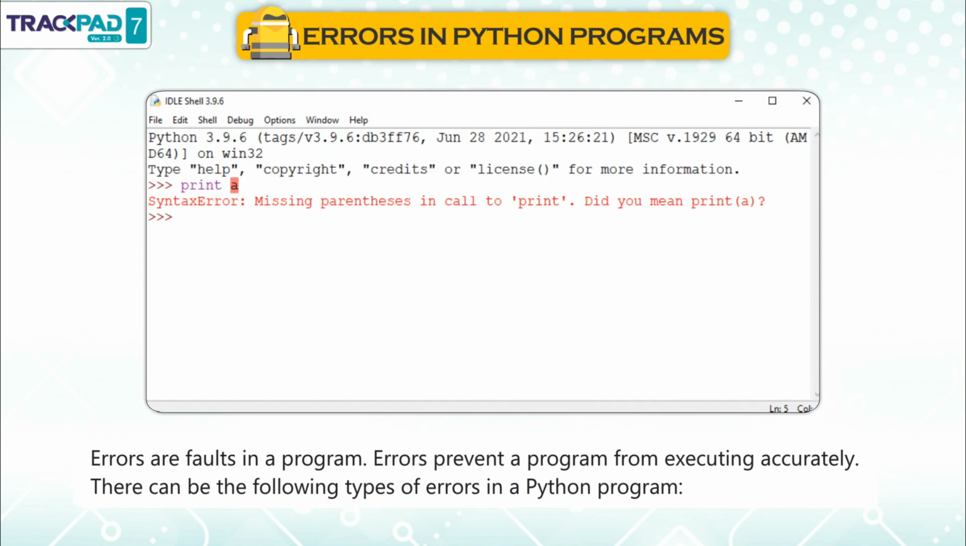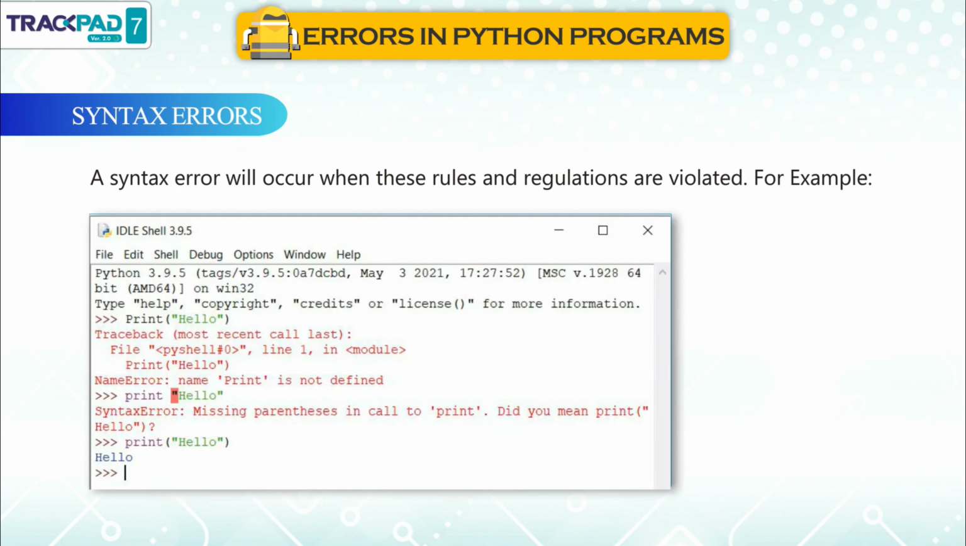Errors in Python programs. Errors are faults in a program. Errors prevent a program from executing accurately. There can be the following types of errors in a Python program. Syntax errors. A syntax error will occur when these rules and regulations are violated. For example, invalid syntax: type P in lowercase for the correct result. Invalid syntax, parenthesis missing. Valid syntax.